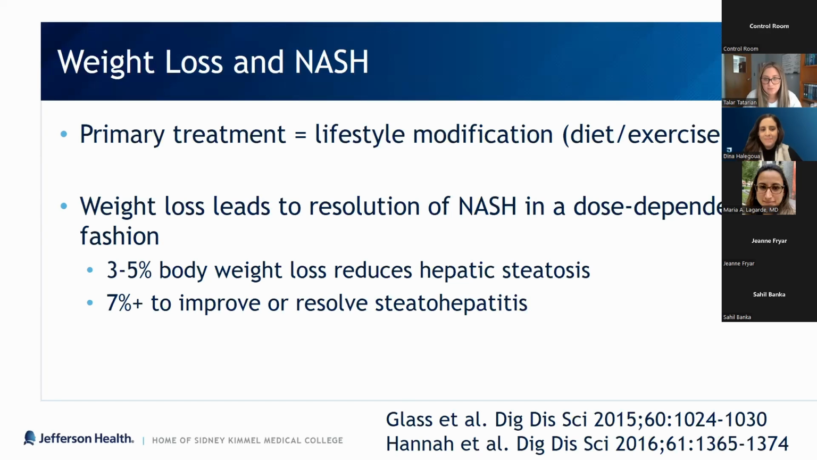So, weight loss and NASH. We've already talked about this, but the primary treatment, as was discussed, is lifestyle modification, which means diet and exercise. It has been proven that weight loss works well and leads to a resolution of NASH in a dose-dependent fashion. The more weight you lose, the better resolution we see of that NASH. When you lose about 3 to 5% of your body weight, that can reduce the fatty liver disease, and over 7%, we really start to see resolution of that steatohepatitis.